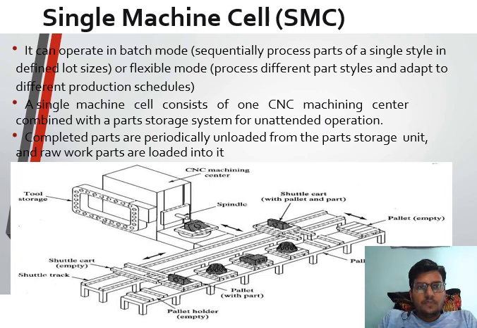in the single machine cell, this particular machine cell can operate in batch mode. Batch mode means sequentially processing the parts of a single style in different load sizes. It means that sequence by sequence the different parts are processed. So there is no variety, only a single style of part is processed in batch mode. Or flexible mode means it processes a variety of parts and adapts to different production schedules. So this is the single machine cell.